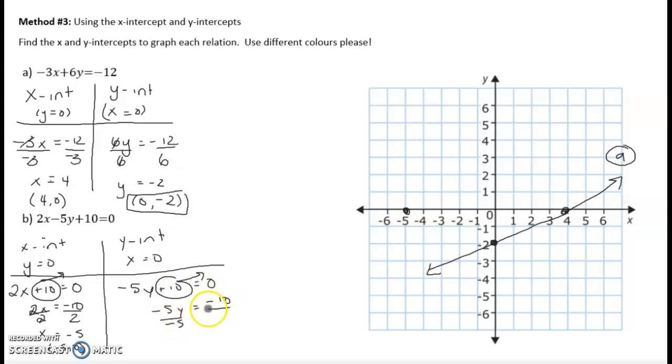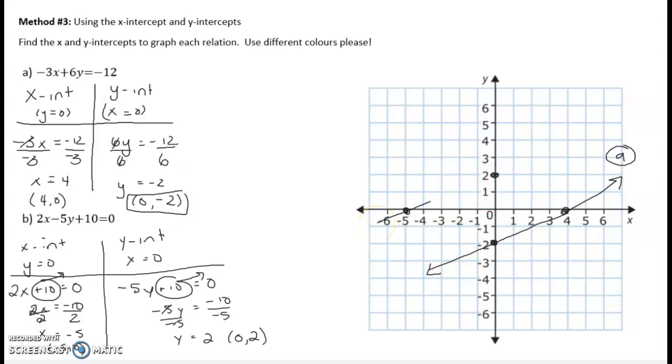Divide by negative 5, divide by negative 5. So negative 5 and negative 5 gives us positive 1. So we have positive 1y. And negative 10 divided by negative 5 gives us positive 2. So when x is 0, y is positive 2. So x is 0, y is positive 2 right here.